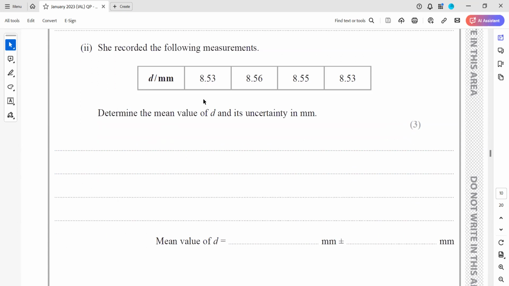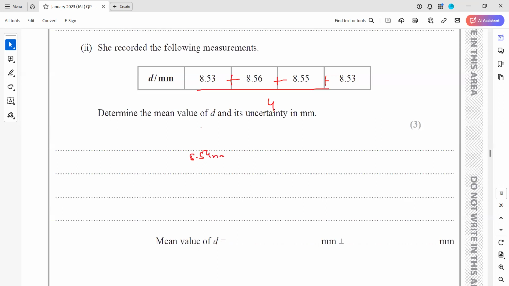She records the following measurements for D. Determine the value and the uncertainty. Whenever you check the values, check if any anomalous result is there, a result which is not in the same order or range, and you ignore that result. But these all appear to be in the same order. To take an average, we add them and divide by 4. This will give us the average diameter, which is 8.54 millimeters.